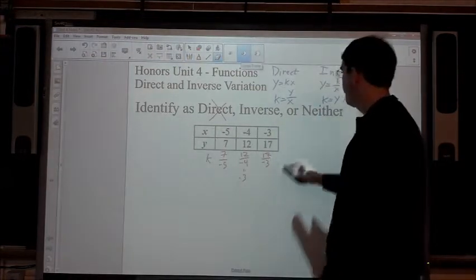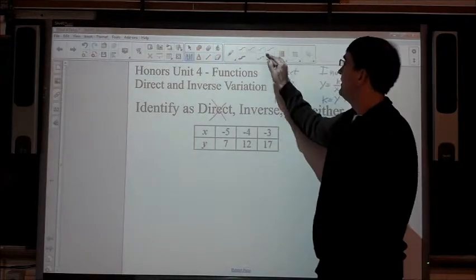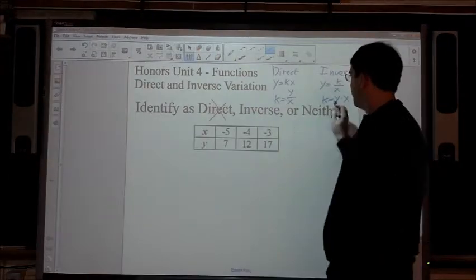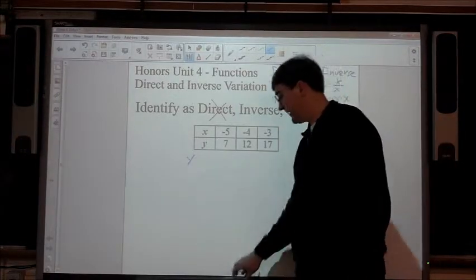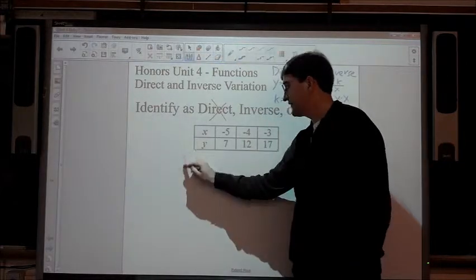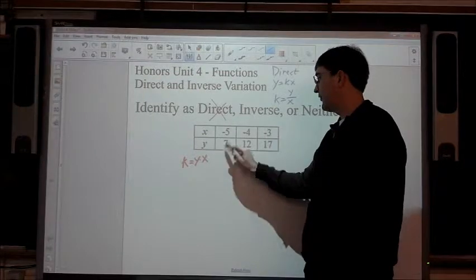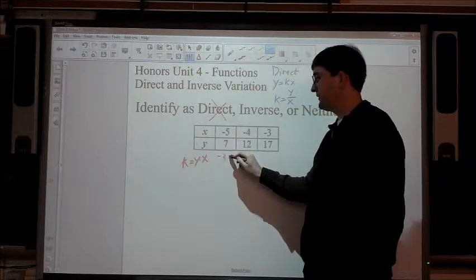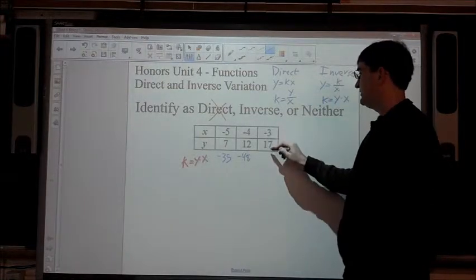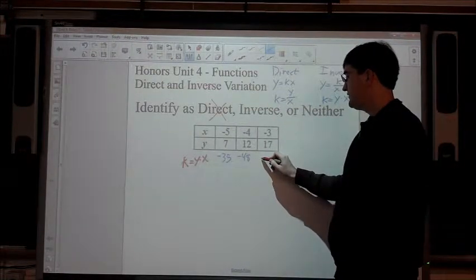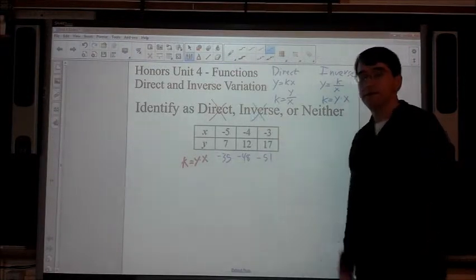So I try inverse. And so let's see inverse. It should be y is equal to k divided by x, so k is equal to y times x. So I get negative 5 times 7 is negative 35. Negative 4 times 12 is negative 48. Negative 3 times 17 is, what is that? That's negative 51. So it's not inverse either.